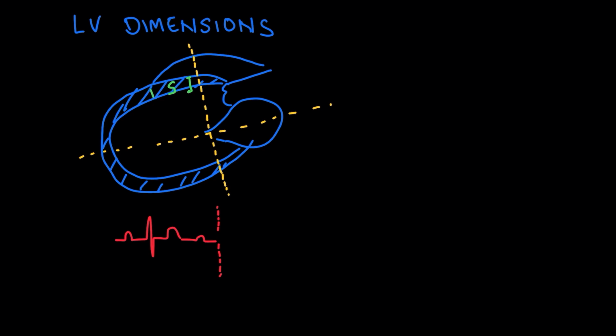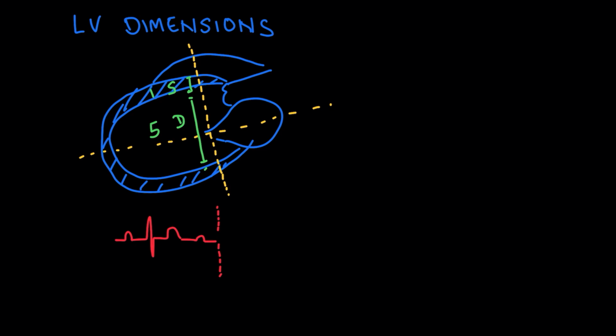And then we measure this right here, the diameter of that cavity. Let's call that D. Normal value might be about 5. For males, abnormal would be anything 5.8 or higher, and for females, anything above 5.2 would be abnormal.